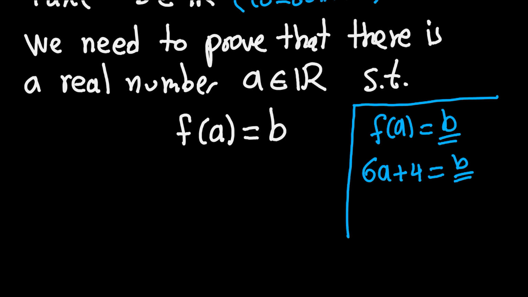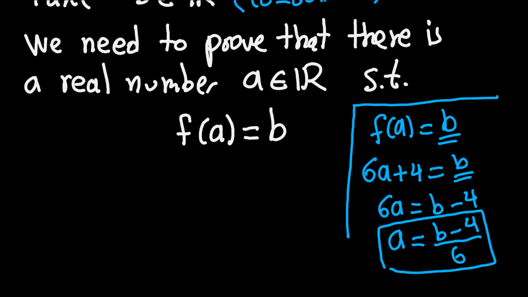Now remember that B is given and the one that you need to find is the number A. You can think about this as a way of knowing what A is. Because B is given, you need to find A. Then you solve for A. If you solve for A, 6a will be B minus 4, subtracting 4 on both sides, and then you divide by 6. So it's going to give you B minus 4 over 6. This number right here will be a real number, and that's going to give me f of A equals B.